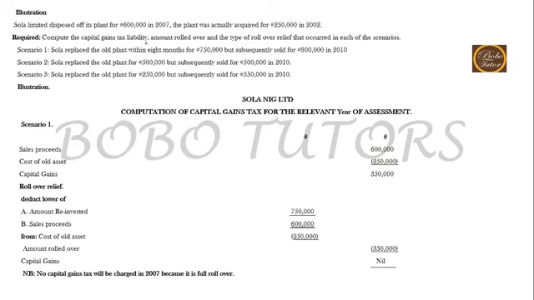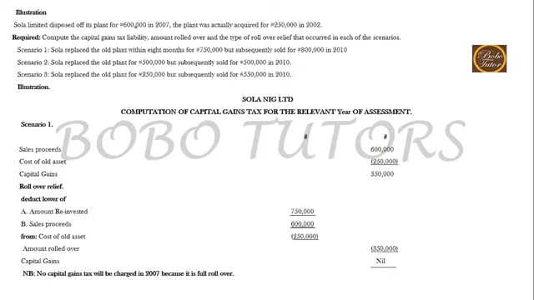So let's look at these scenarios. Scenario one: Shola replaced the old plant within 8 months for 750,000, but subsequently sold it for 800,000 in 2010. You will see that this is rollover. The proceeds from this were used to purchase another asset after 8 months for 750,000. He then later sold it again for 800,000.